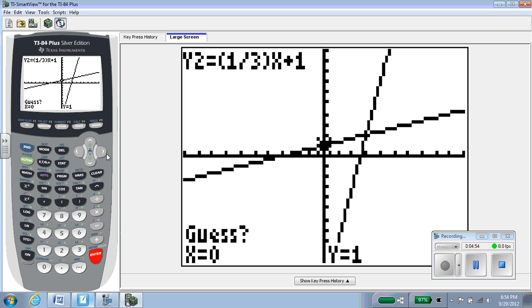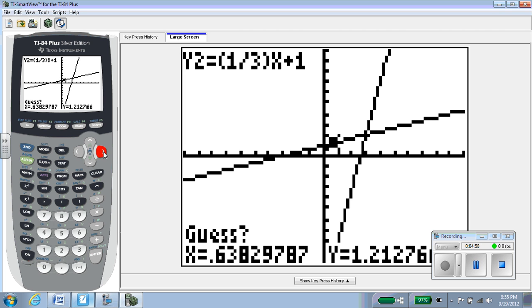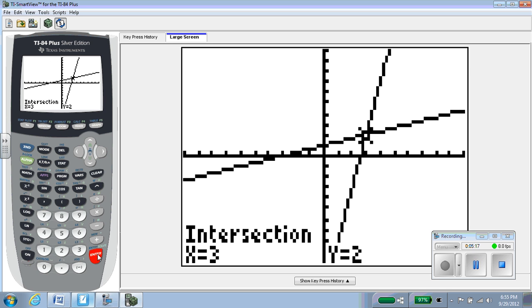I'm going to use my left and right arrows to guess. It's not as important for us. It becomes more important in Algebra 2 and pre-calculus and calculus to be able to go close and make a guess. So don't worry if your guess isn't exactly on. But the minute you hit enter, after you've made your guess, it tells us that the intersection is at x equals 3, y equals 2. So it was at 3, 2.